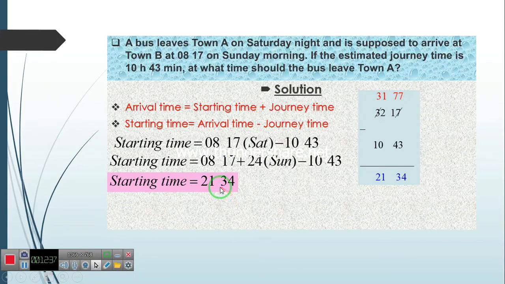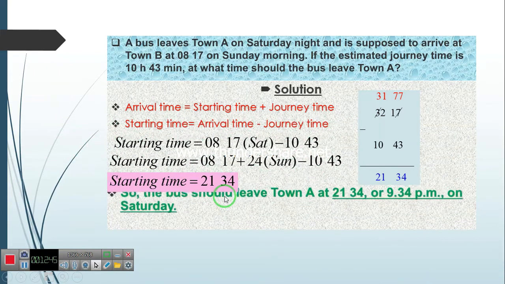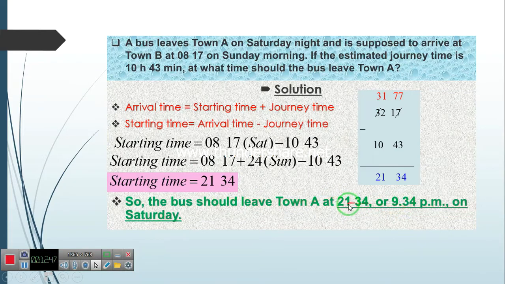What time is it? 21:34. You can say it in another way: 9:34 p.m. at night, on Saturday night. Okay, so step by step, please take action and pay attention to the word problem. I hope it makes sense to you. And I suggest again and again, normally we use the 24 clock format to solve the problem.